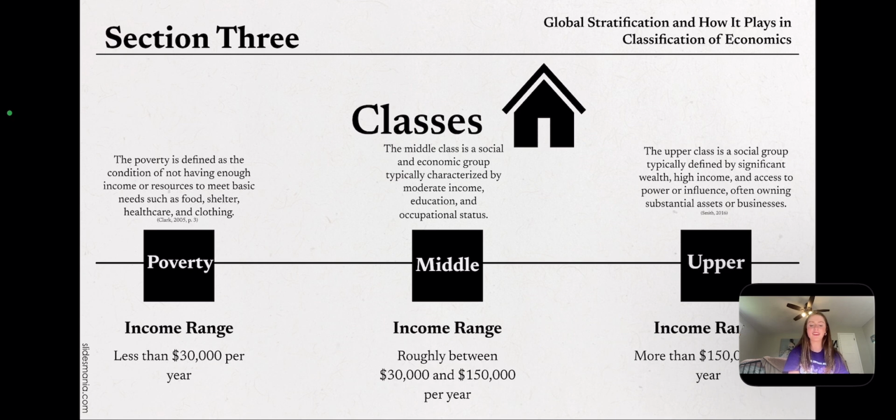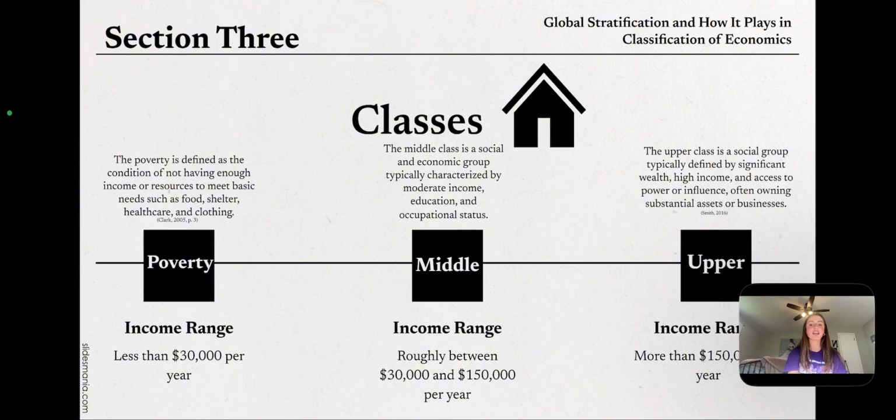The definition of this class, as seen on the screen, is a social and economic group typically characterized by moderate income, education, and occupational status. An example of someone who might be in this class, by job, would be a school teacher to a civil engineer. Wow, that is very different.